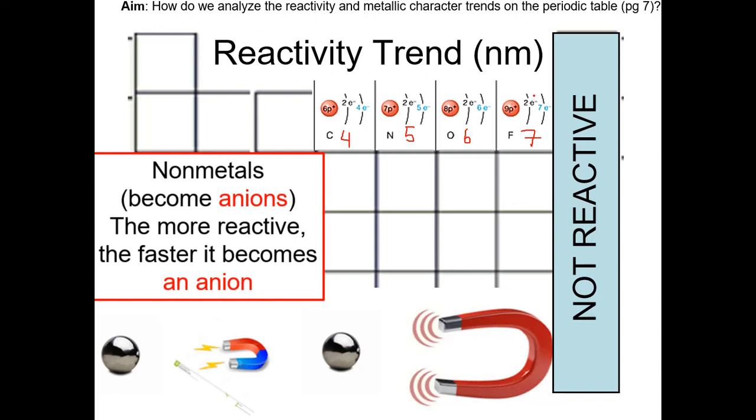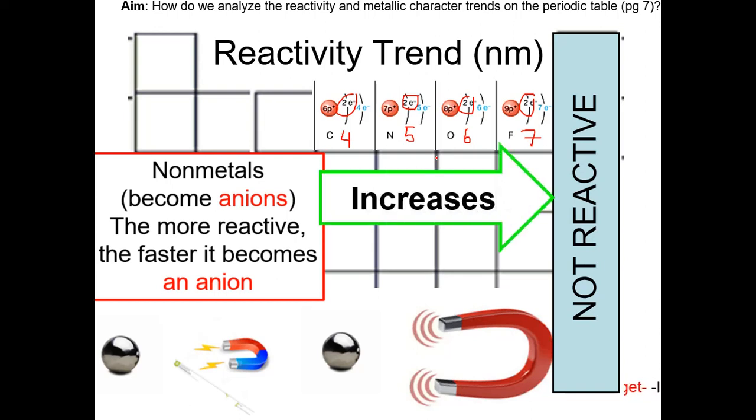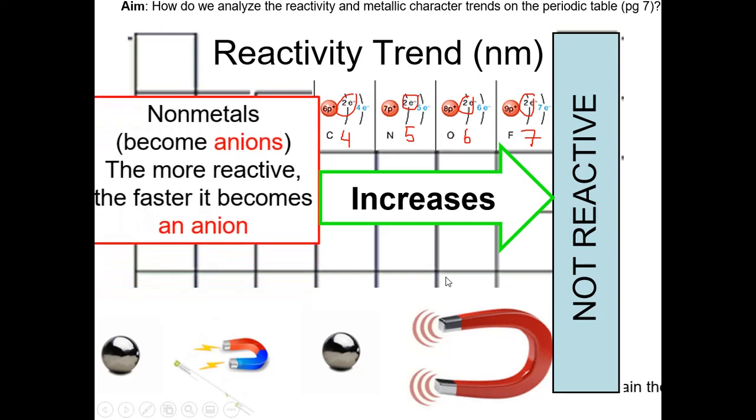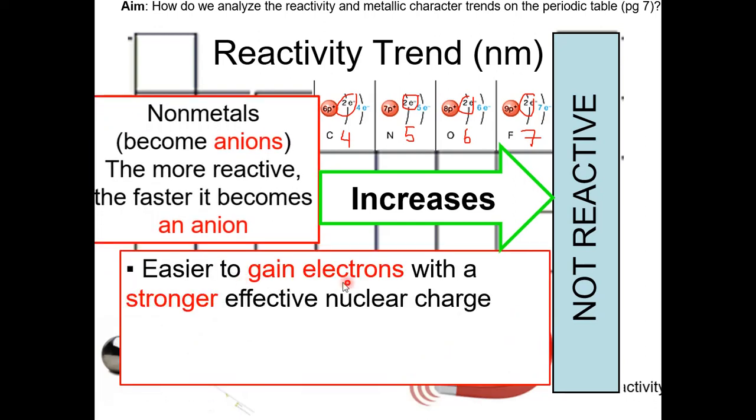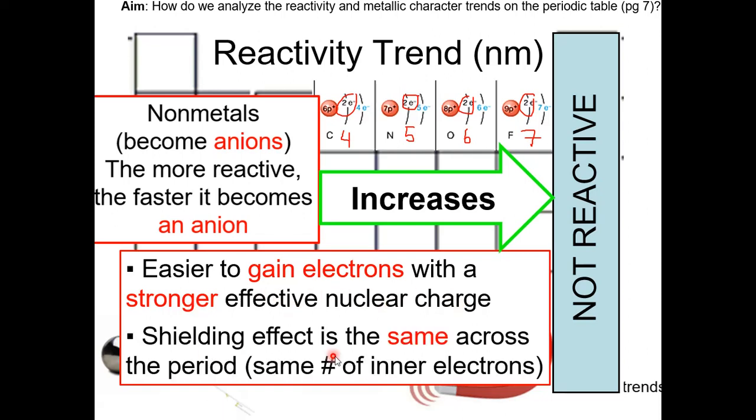In addition, notice that the shielding effect is the same for each element, right? They have the same number of inner electrons, which is 2. Since it's constant, it's not going to play much of a role here. Based on this analysis, the reactivity trend for nonmetals should increase across the period from left to right. To summarize, it is easier to gain electrons with a stronger effective nuclear charge, and the shielding effect is the same across the period, so the same number of inner electrons.